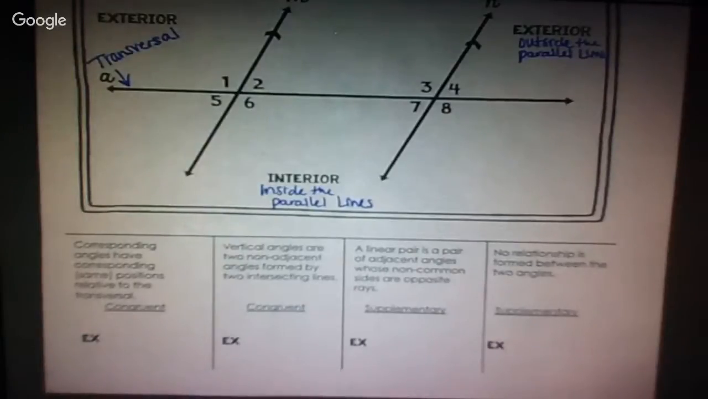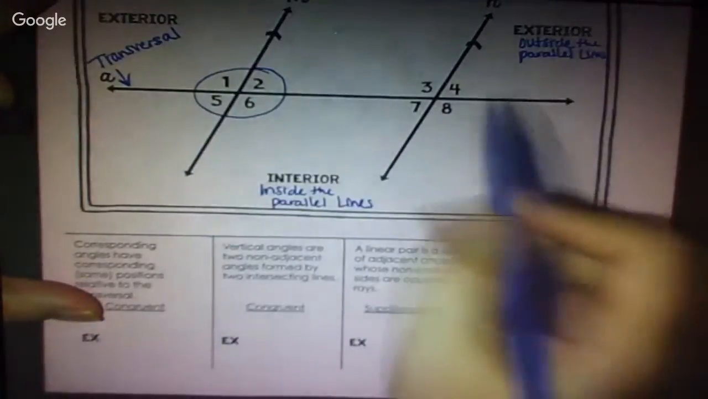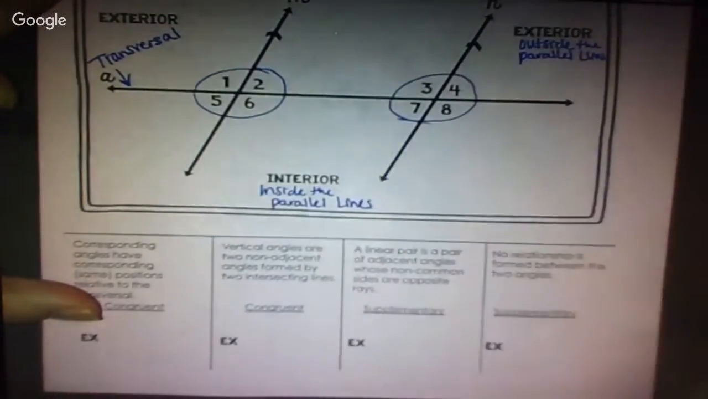The last new set of angles that we need to talk about, because the rest we've already talked about, is what we call corresponding angles. They have corresponding positions relative to the transversal. This is the one that seems to get everybody all out of sorts. Corresponding angles can't be in the same group of four. If I pick one angle from this section, I have to have a corresponding angle in this section.